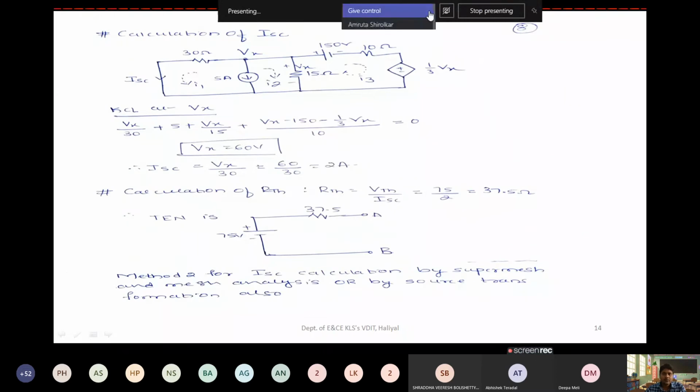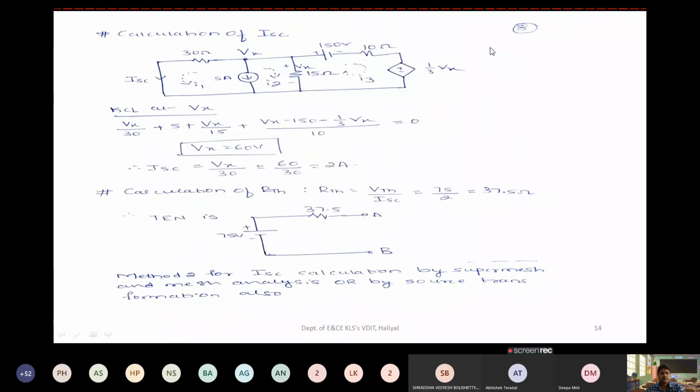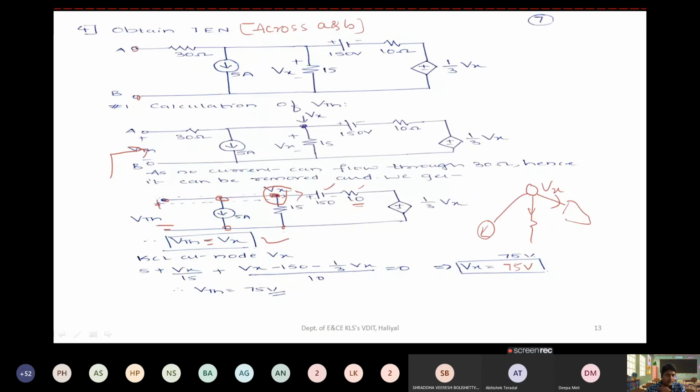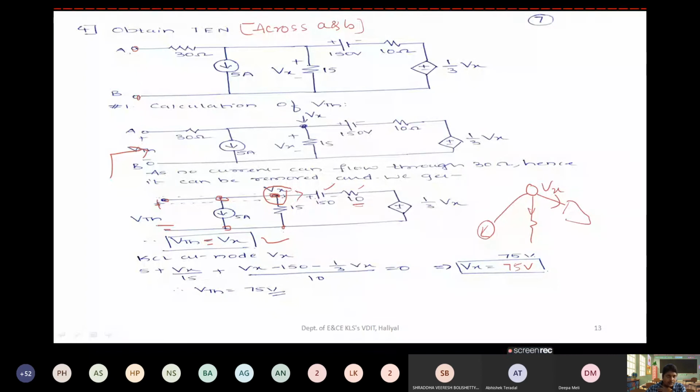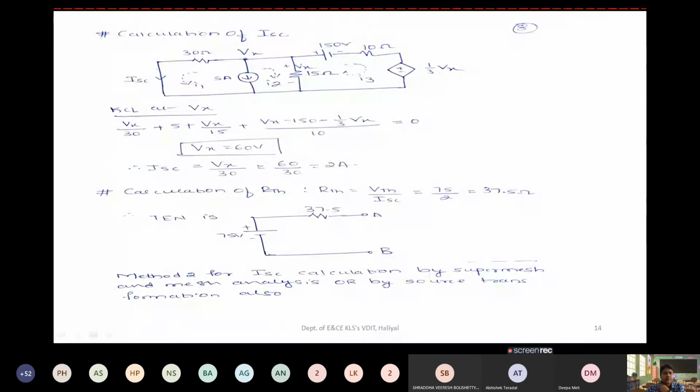Now the next part is that you have to find RTH. In order to find RTH, we go for the short circuit. You have to make a short circuit over here. Once you make it short circuit, the circuit looks like this. I have made a short circuit here, here and here.